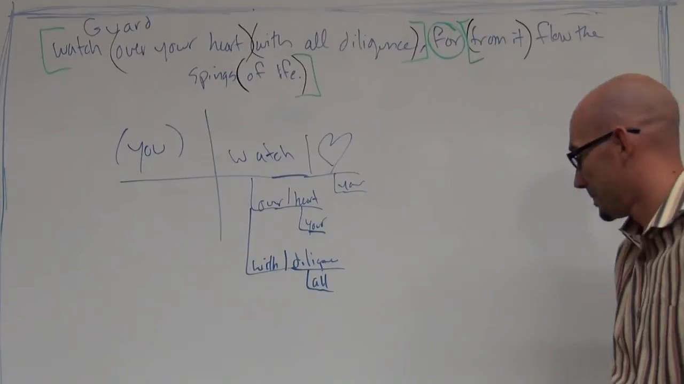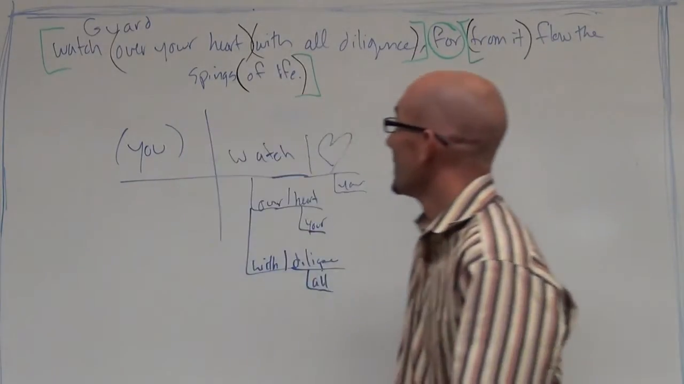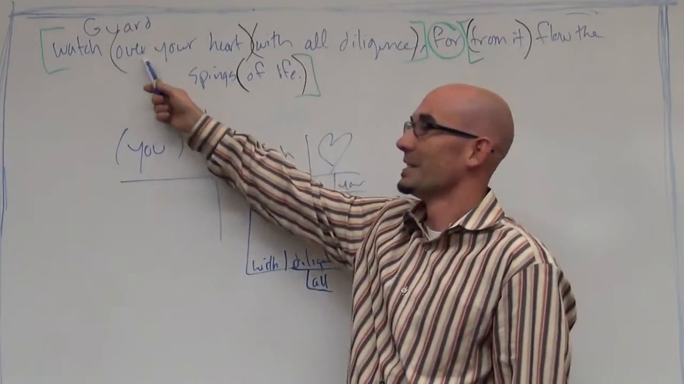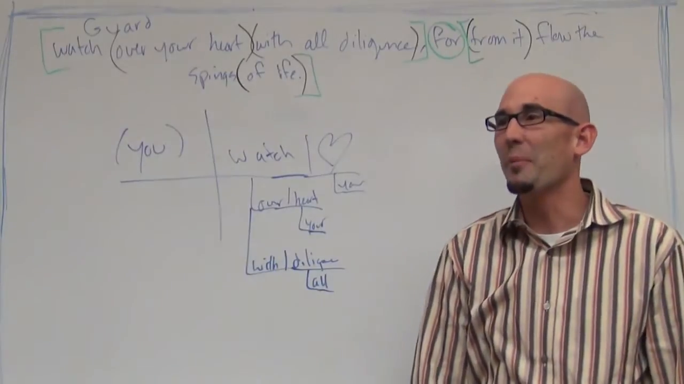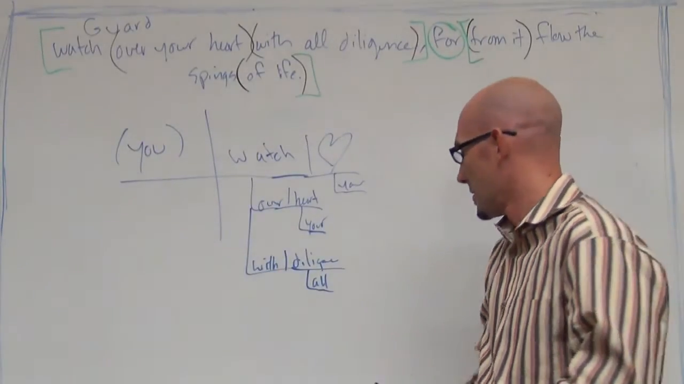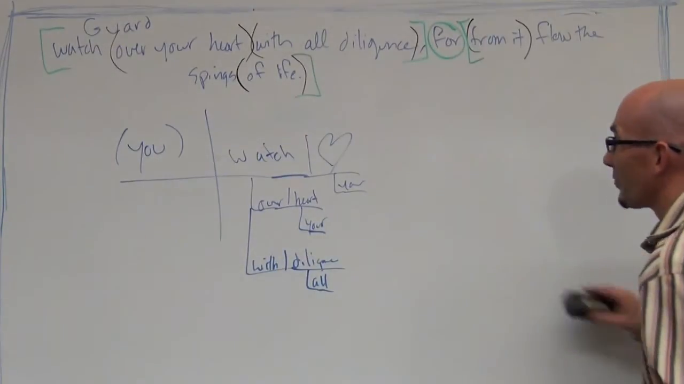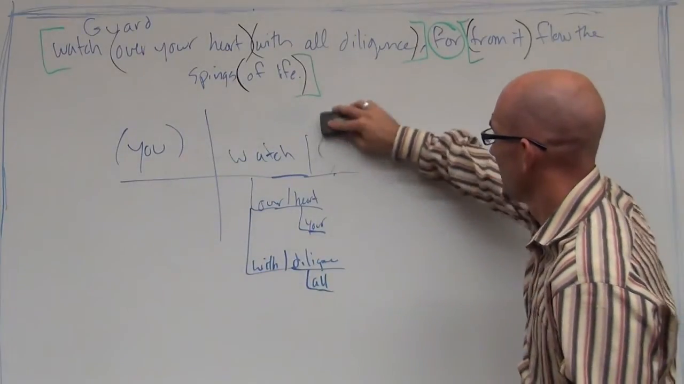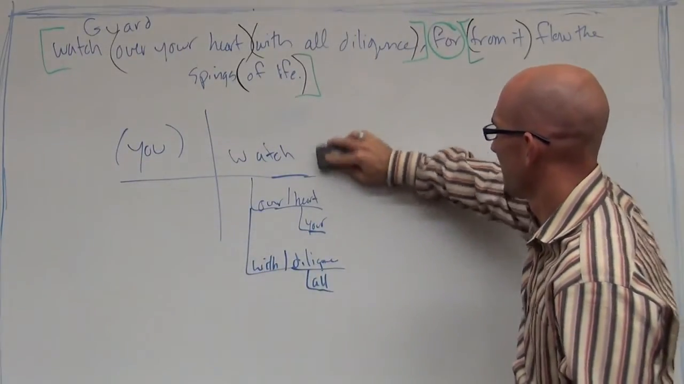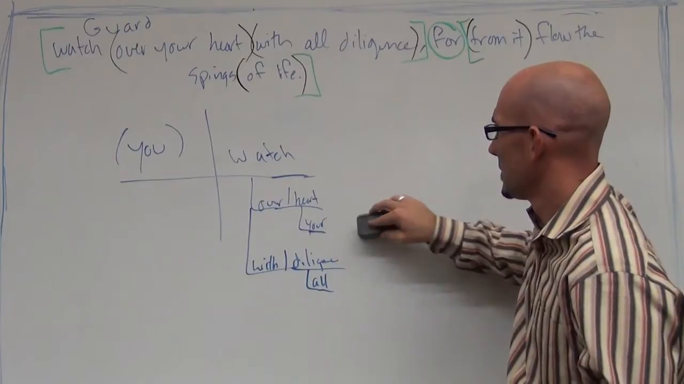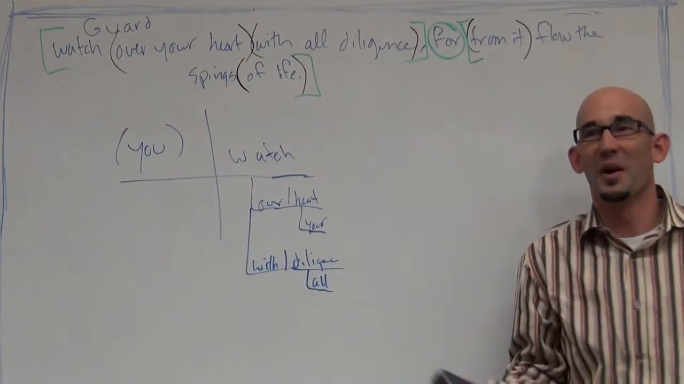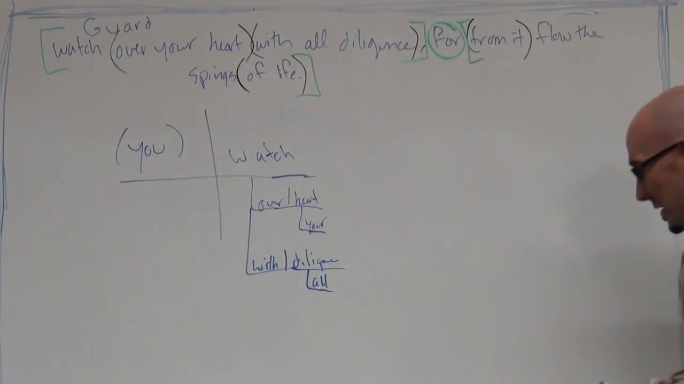It's just that I have a hard time breaking up the prepositional phrase. They don't mean different things. But the problem is, watch over is the same as guard, so you can say, well, the verb is watch over.